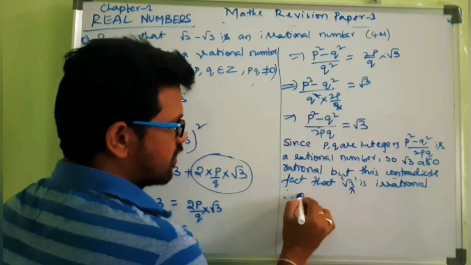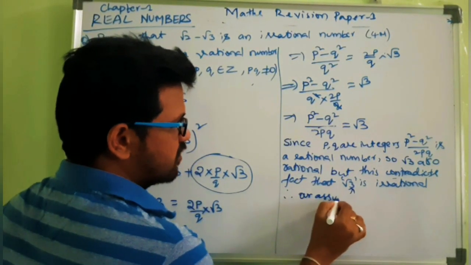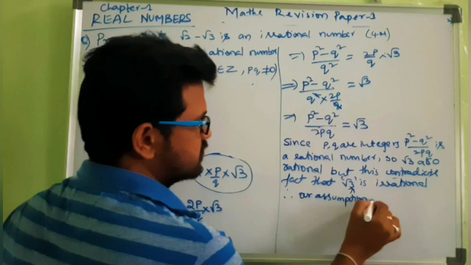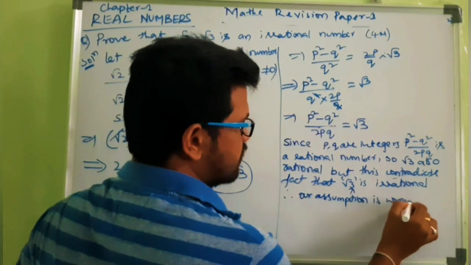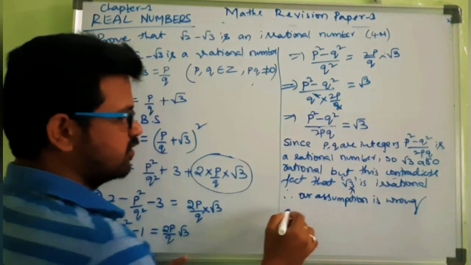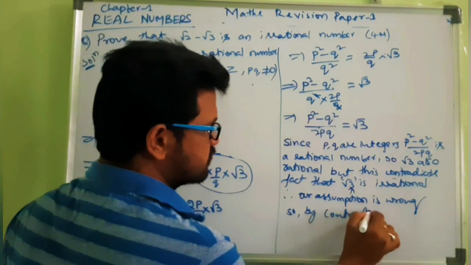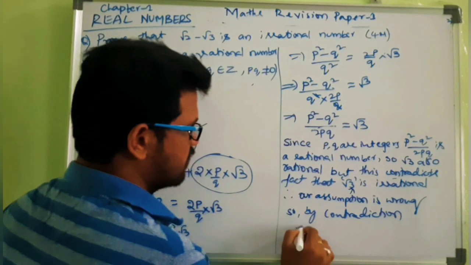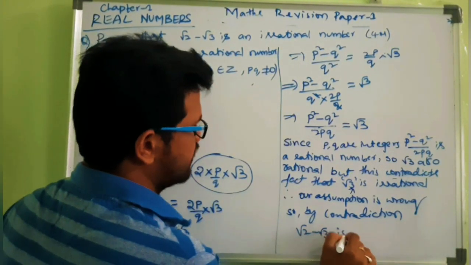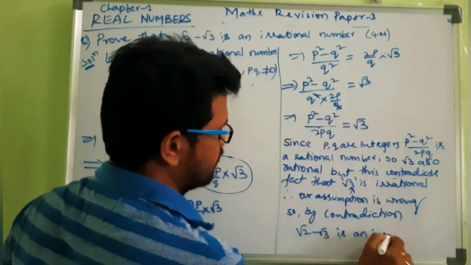Therefore, our assumption is wrong. So, by contradiction, root 2 minus root 3 is an irrational number.